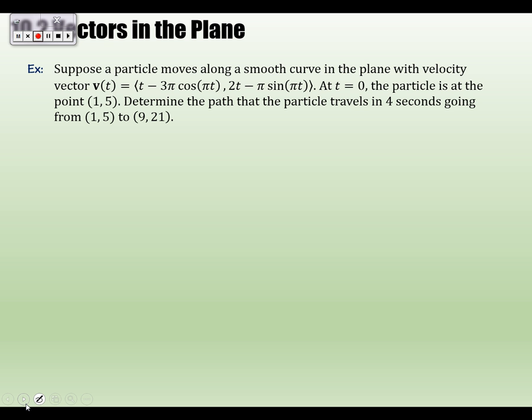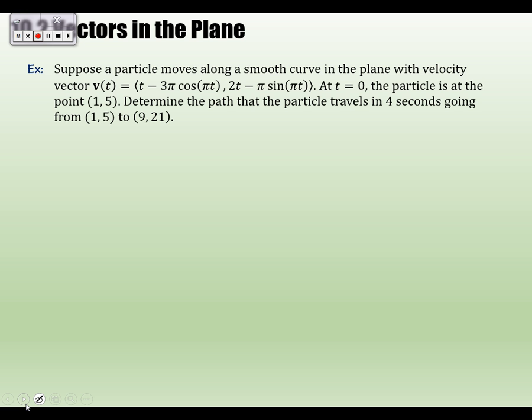Actually, let me make sure I see what the question is asking here before we solve it. Suppose a particle moves along a smooth curve with this velocity vector. At t equals 0, the particle is at the point (1, 5). That sounds suspiciously like an initial condition to me, doesn't it? So even though we don't say it here, this is an initial value problem in the context of vector calculus. That's what we're really doing here.